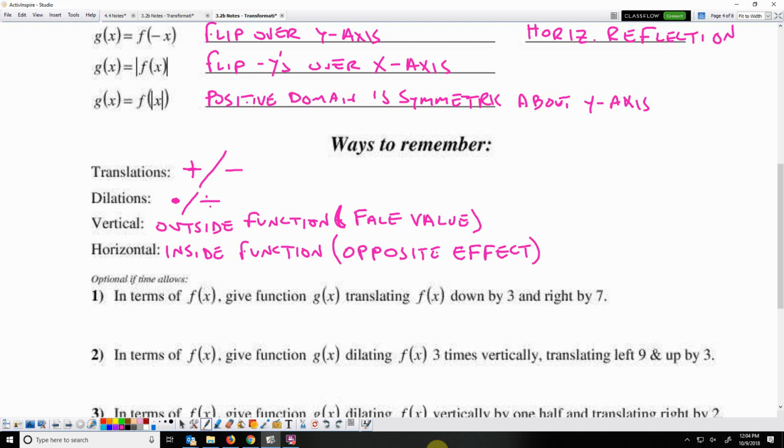So write g of x that translates f of x down 3 and right 7. So g of x equals f of, and if I'm going to go right 7, it's going to be x minus 7 inside the function. And if I'm going to go down 3, then it's going to be minus 3 outside of the function.